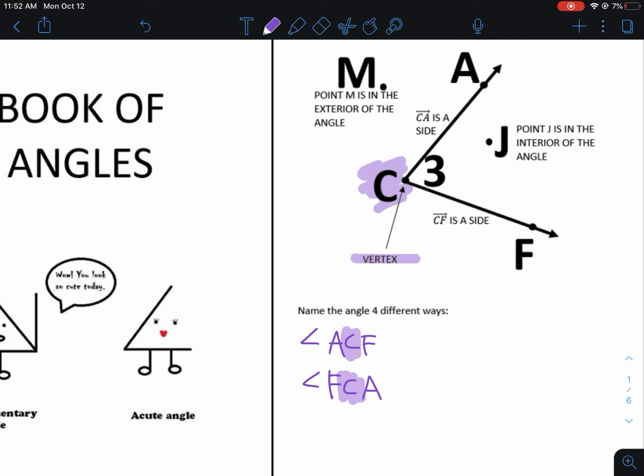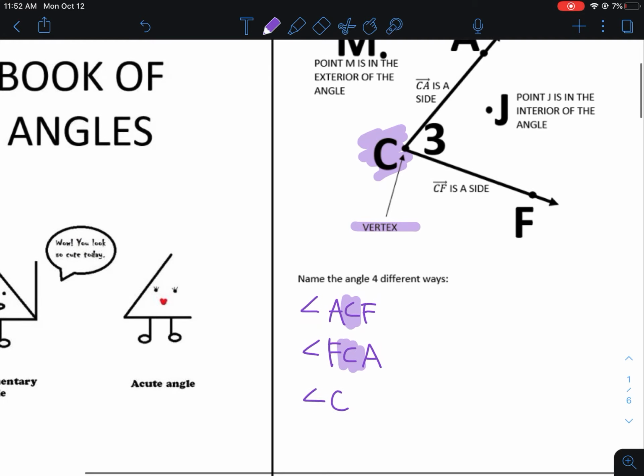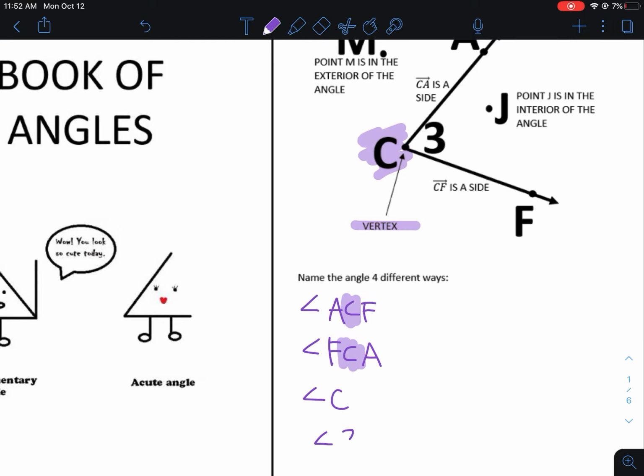And then we could also name it angle C because that's the vertex. And then we can name it angle 3 because that number is in the vertex.